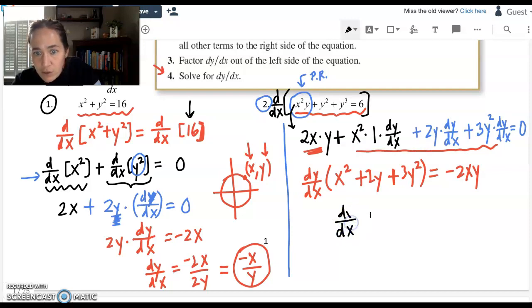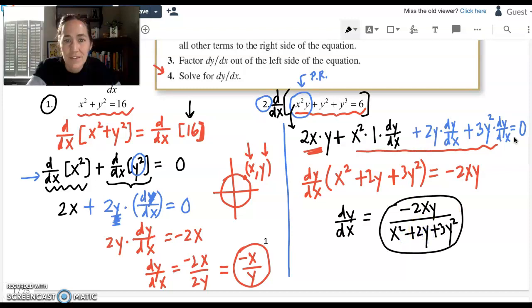And we're going to have a fractional answer again. So negative 2xy can be your numerator. And like we said, we can divide by this string of terms. So x squared plus 2y, and then plus 3y squared. While I might not say that this is the prettiest looking derivative we've ever taken, it wasn't too bad to use a little bit of algebra to get dy dx by itself, and it's pretty cool that implicit differentiation allows us to take a derivative of such a complicated looking function at first.